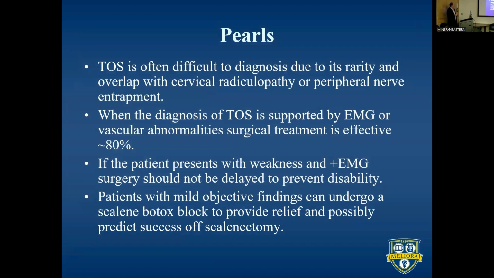The pearls for this talk, and this is my last slide, sorry for going over. TOS is difficult to diagnose due to its rarity and overlapping cervical radiculopathy and peripheral nerve disease. When the diagnosis is supported by EMG or vascular abnormalities, surgery is very effective. 80 to 90% of patients get better when you have objective evidence of thoracic outlet syndrome. If the patient presents with weakness and EMG changes, surgery should not be delayed because it will cause more disability. Patients with mild objective findings can undergo a scalene Botox block to provide relief and hopefully predict scalenectomy.